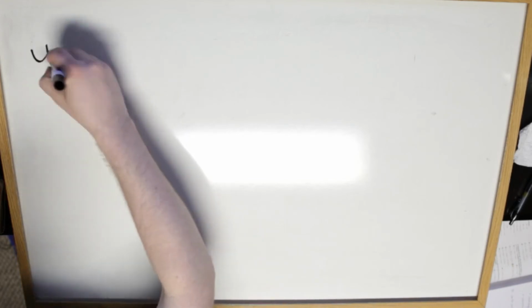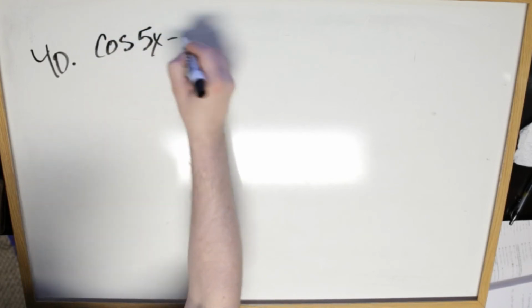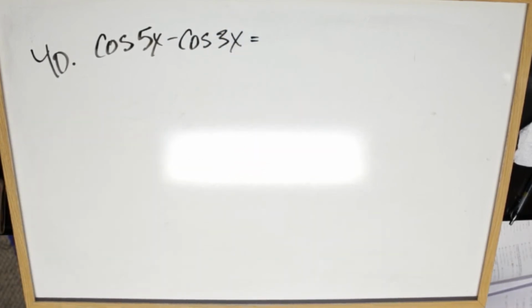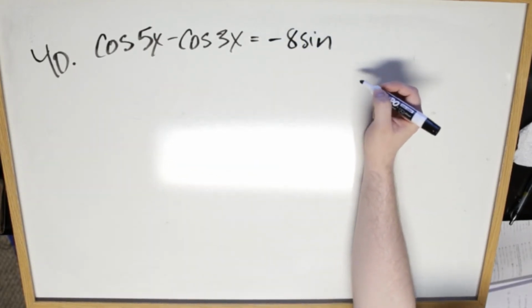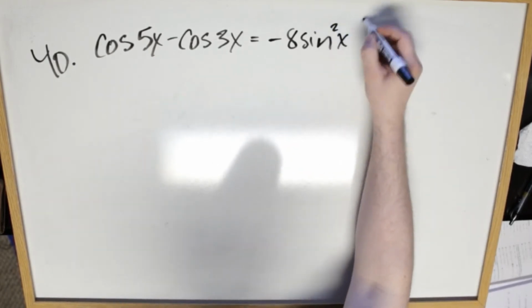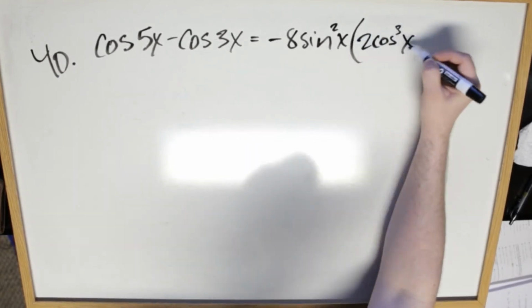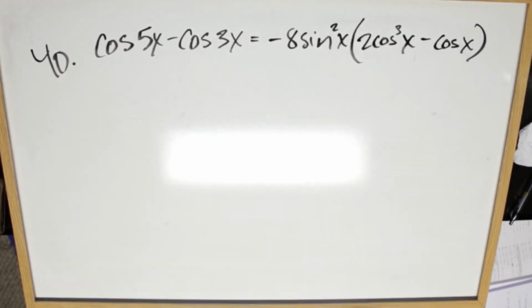Let's go ahead and do question 40. Question 40 is the cosine of 5x minus the cosine of 3x equal to negative 8 sine squared x times 2 cosine cubed x minus cosine x. Oh boy, this is kind of a weird one.